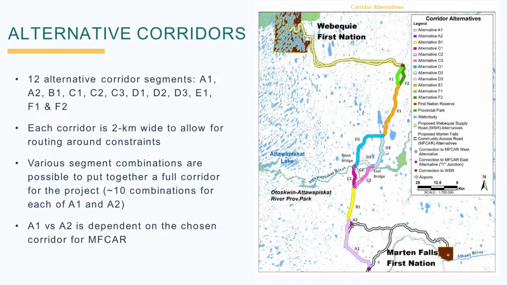Because we have these 12 alternative corridor segments, there's a lot of combinations of potential corridor routes. And I guess the one thing to note here on this slide is that A1 versus A2 is dependent on the chosen corridor for the Martin Falls Community Access Road. So the Martin Falls Community Access Road process will determine when and or where and how it will connect into the community, and then based on that, the Northern Road Link alternatives will be identified or refined further.